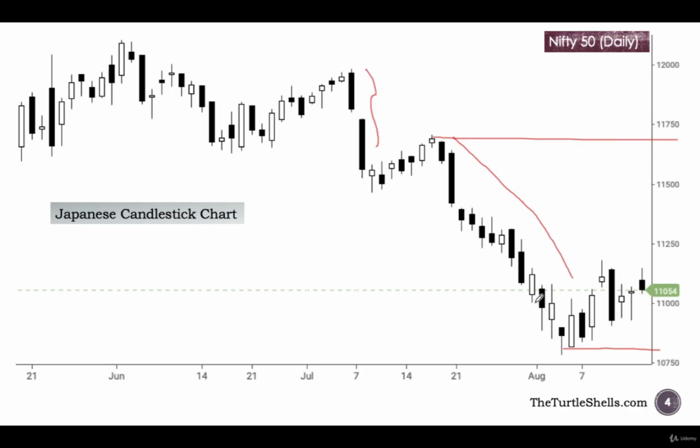So that's it for now. From now on, you only need to understand that black means bear candle, the price is going down. White means bull candle, the price is going up. And doji means it's a flat market. The price has neither gone up nor gone down. Okay?